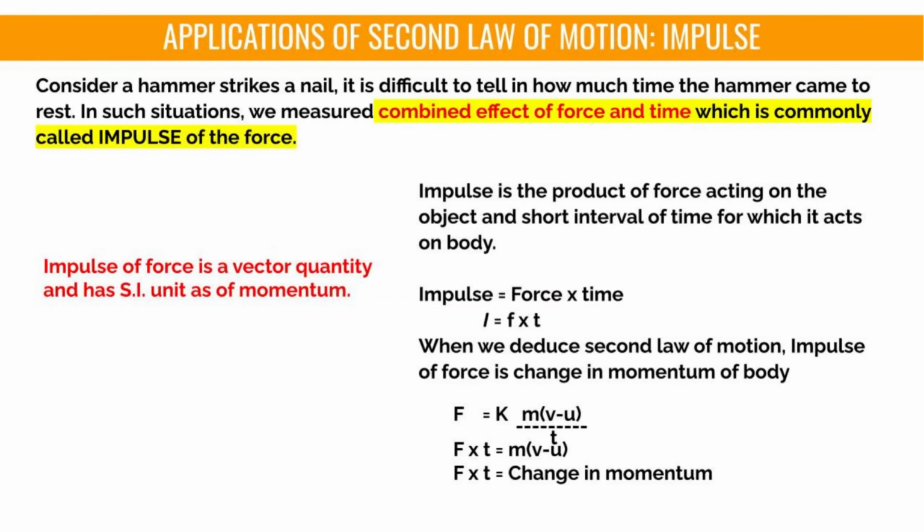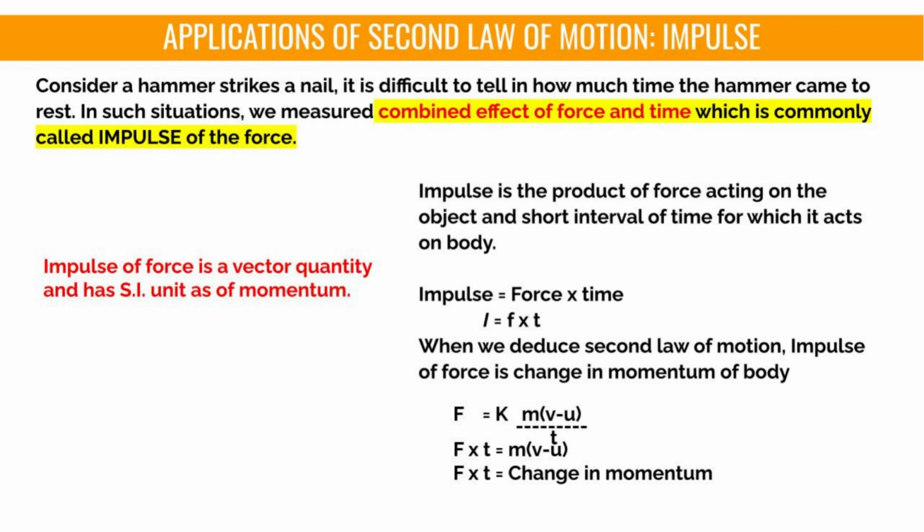Applications of the second law of motion. Consider a hammer striking a nail. It is difficult to tell in how much time the hammer comes to rest. In such situations, we measure the combined effect of force and time, which is commonly called the impulse of the force. Impulse is the product of the force acting on the object and the short interval of time for which it acts on the body. So, impulse equals force multiplied by time, abbreviated as I equals F multiplied by t.